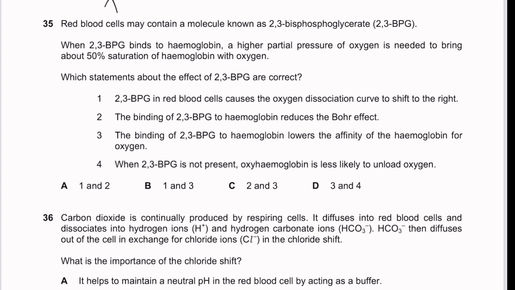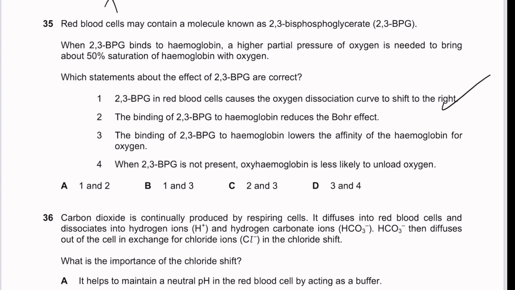Red blood cells may contain a molecule known as 2,3-bisphosphoglycerate, 2,3-BPG. When 2,3-BPG binds to hemoglobin, a higher pressure of oxygen is needed to bring about 50% saturation of hemoglobin with oxygen. So which statements about the effect of 2,3-BPG are correct? Basically, 2,3-BPG in red blood cells causes the oxygen saturation curve to shift to the right. Well, yes, it does actually, because it's going to decrease the affinity of hemoglobin to oxygen. So I would say yes.